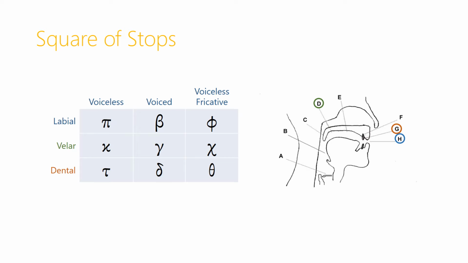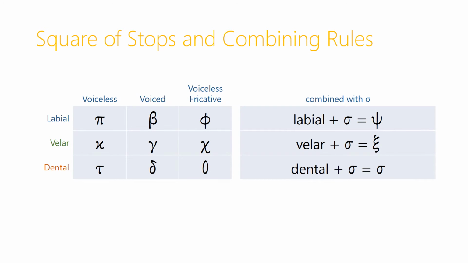What you do need to remember is the rows. Which consonants are the labial stops, which are the velar stops, and which are the dental stops. It's important to learn this square of stops because the different categories of stop consonants do different things when they come at the end of a verb stem and run into the sigma tense marker.